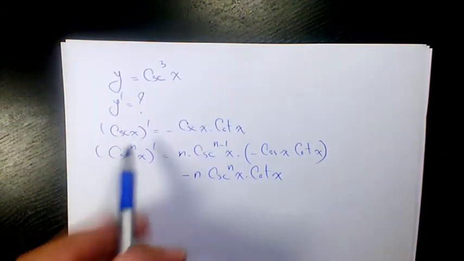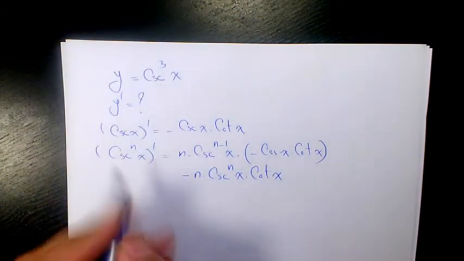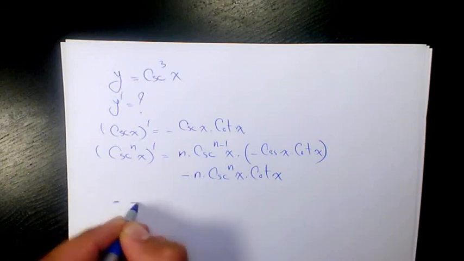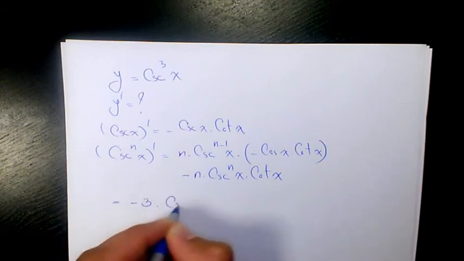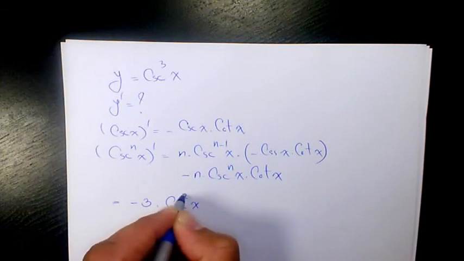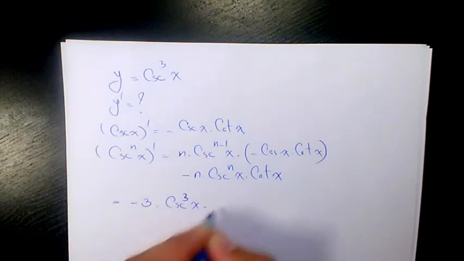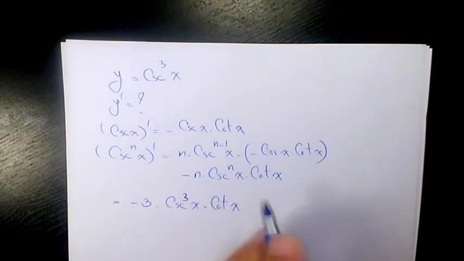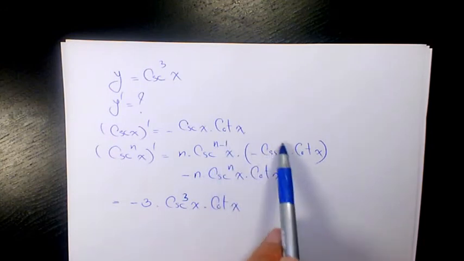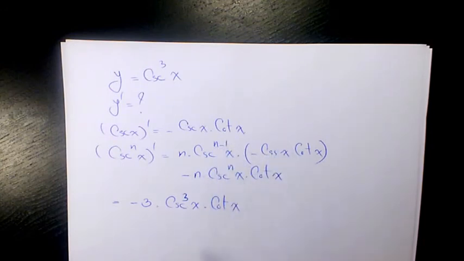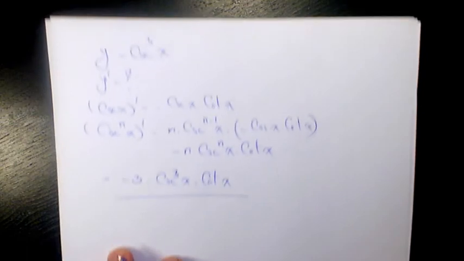So we do the same thing here. n is 3 in this case. So it's going to be negative 3 times cosecant to the power of 3 of x times cotangent x, because n minus 1 plus 1 is n. So that's going to be the final answer.